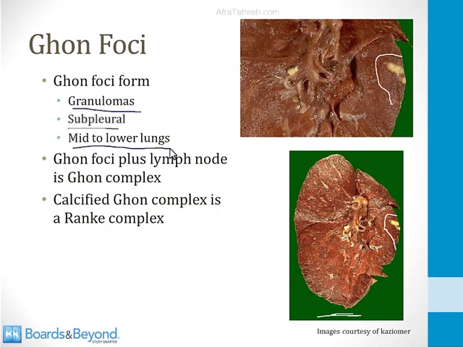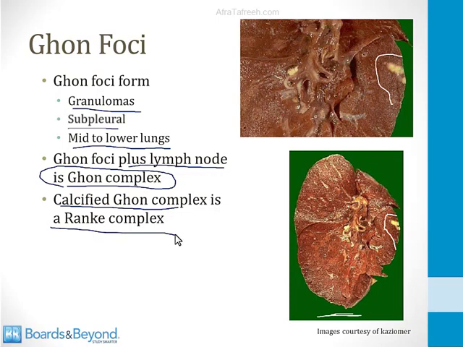Now, if you have one of these Ghon foci plus one of those hilar lymph nodes, that's called a Ghon complex, and that's highly suggestive of tuberculosis. And sometimes you will even see a calcified Ghon complex, and once it becomes fully calcified, it's called a Ranke complex. And these are all the results of primary exposure to tuberculosis.